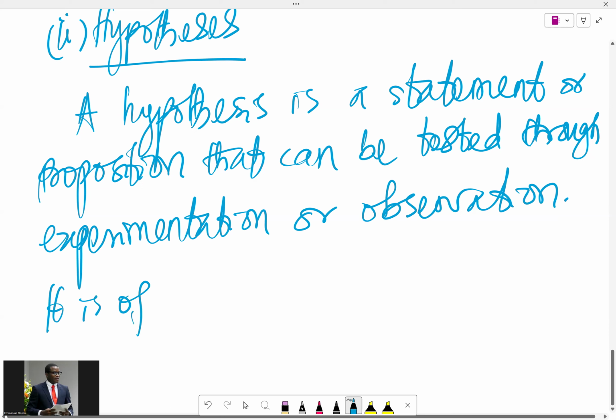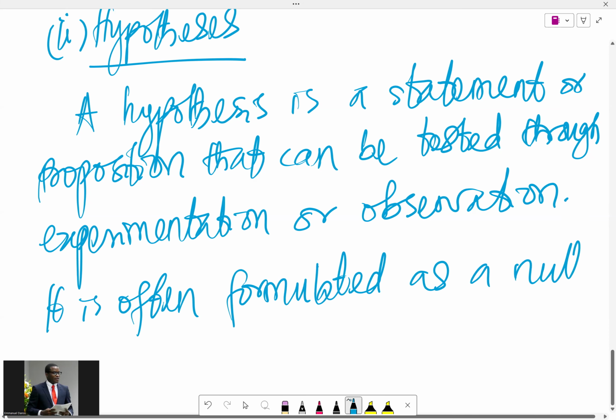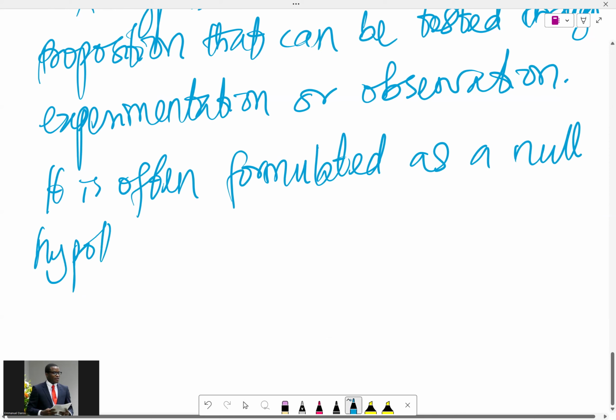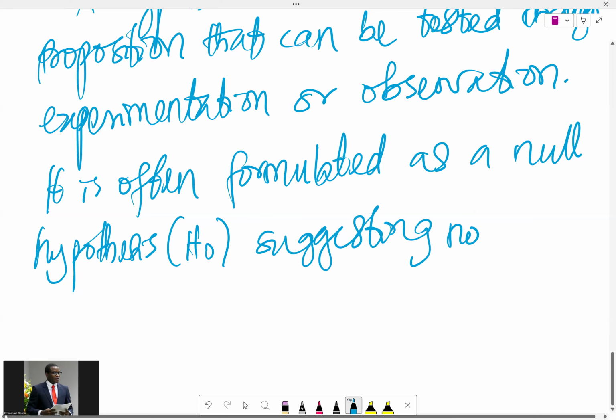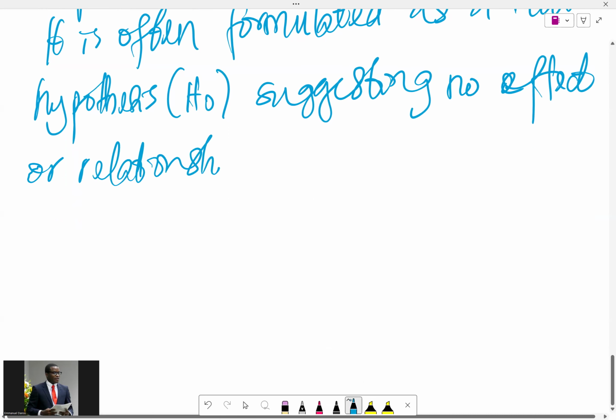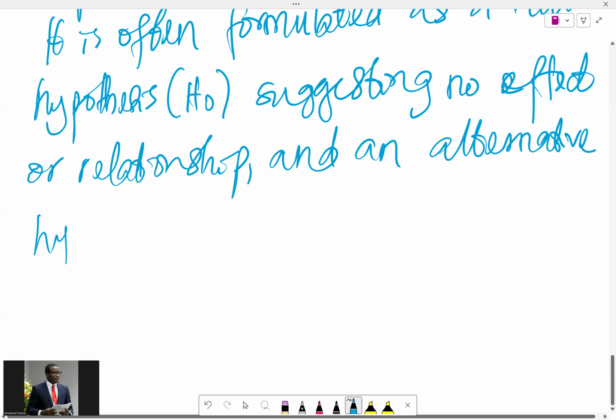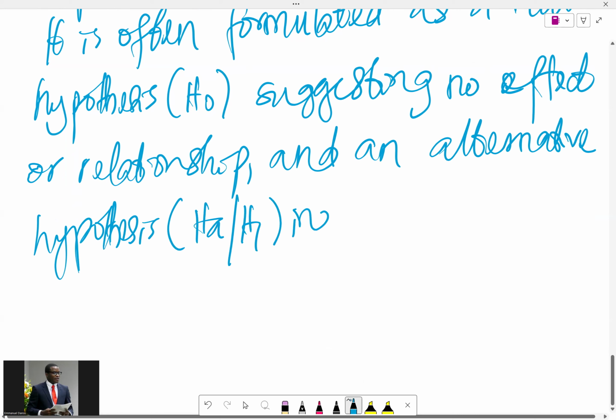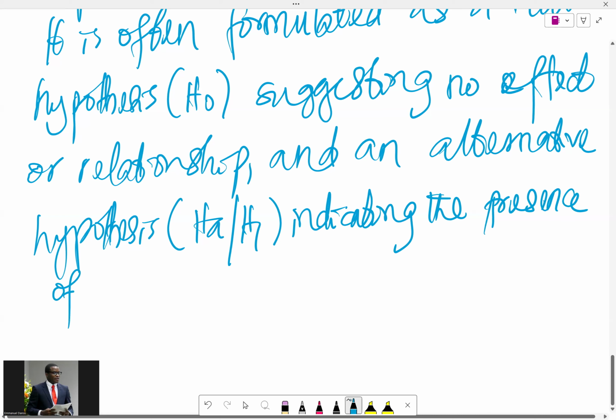It is often formulated as a null hypothesis, H naught, suggesting no effect or relationship, and an alternative hypothesis, which you can usually call HA or H1 as you like, and this would indicate the presence of an effect or relationship.